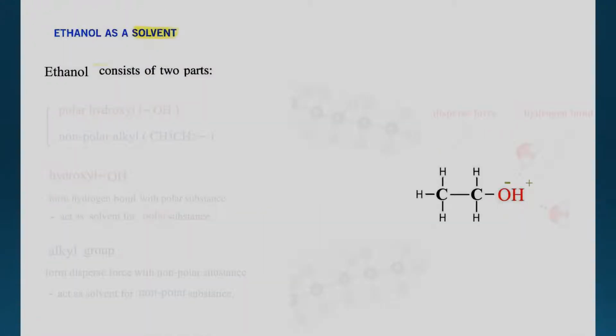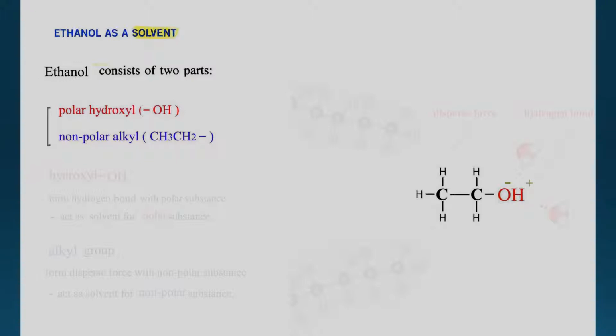Now let's look at ethanol more closely for its solvent property. If you look closely at the ethanol structure, you will find it consists of two parts. You have a polar hydroxyl part, which contains the OH. And there is also another part called the nonpolar alkyl part, which contains the hydrocarbon CH3CH2. So it contains two parts, not one.